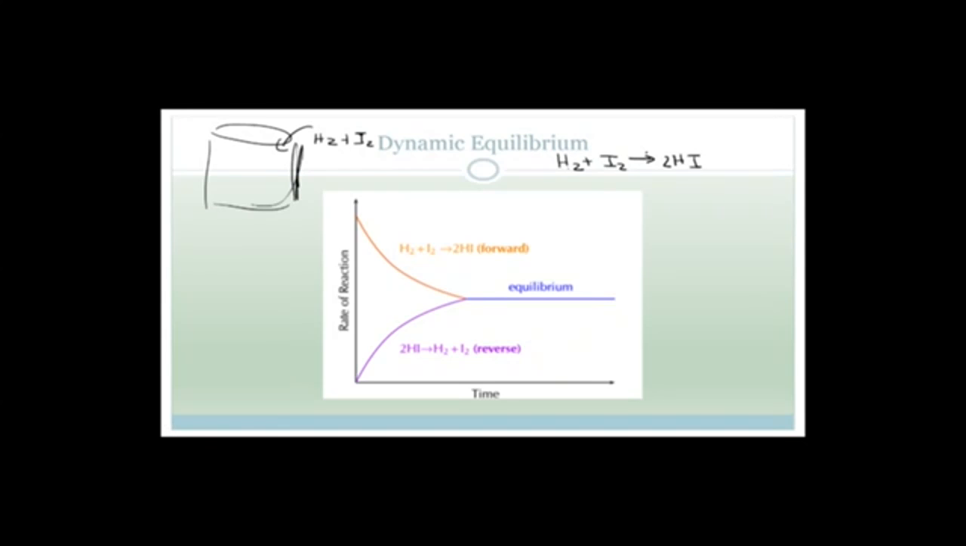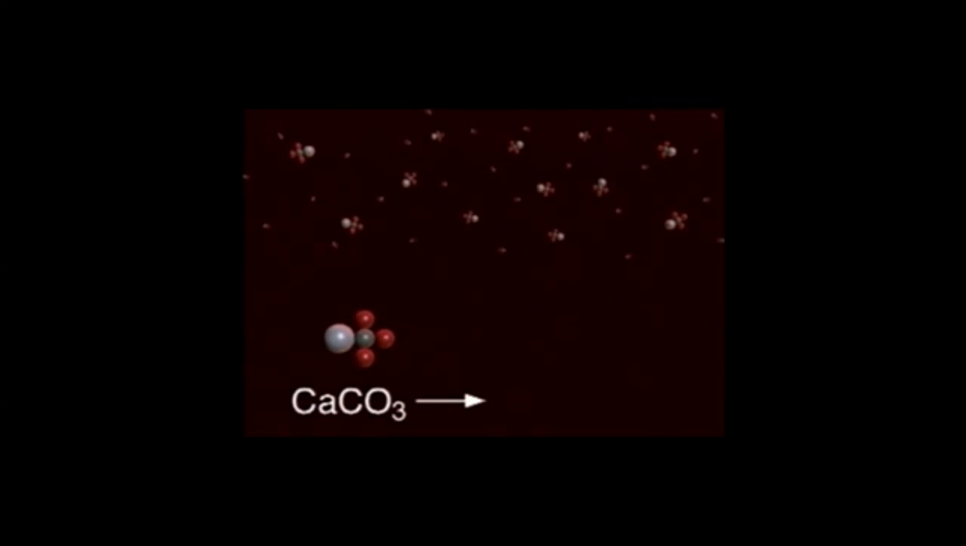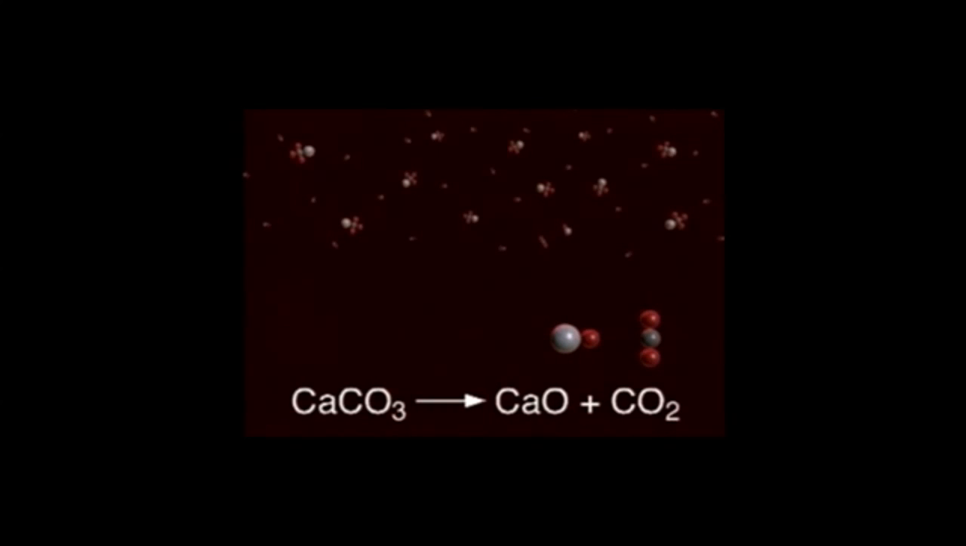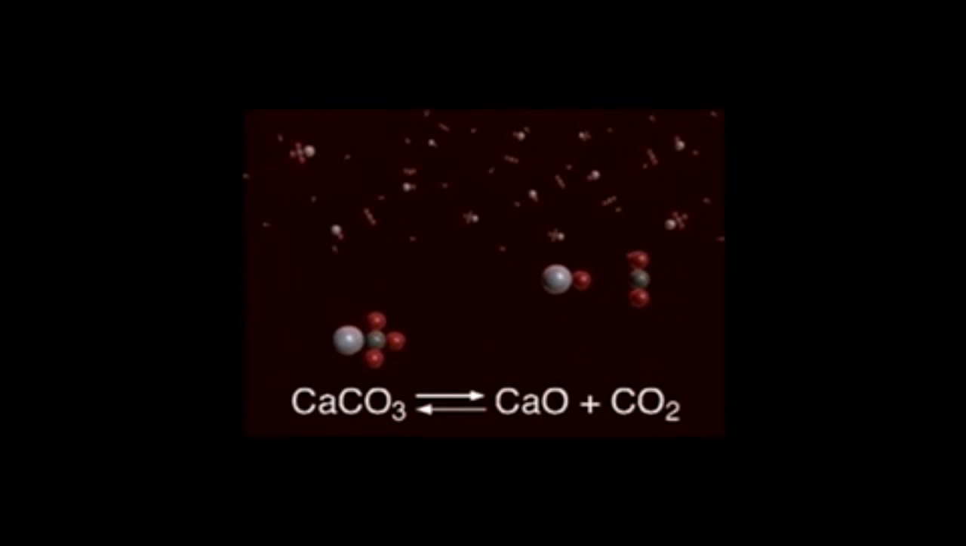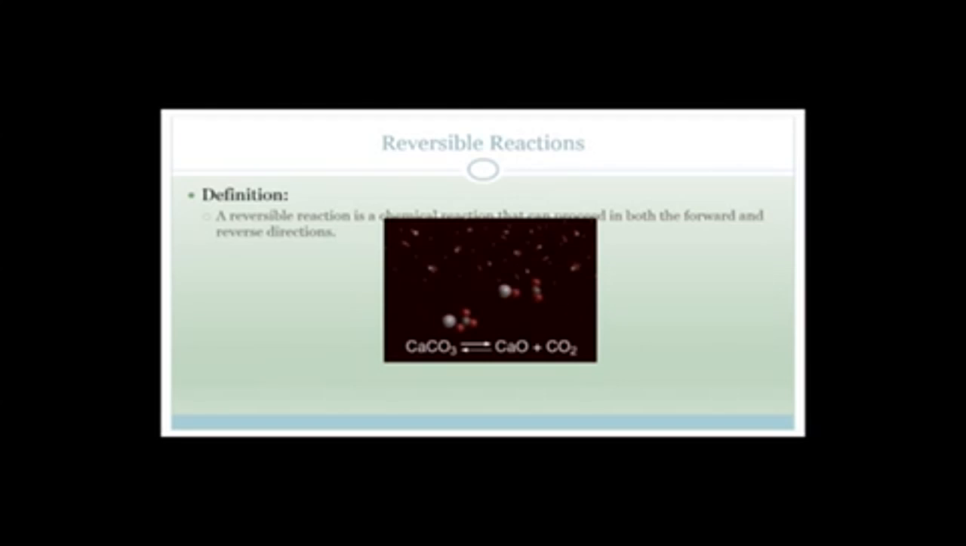But the second that the hydrogen iodide is formed, it starts breaking up and forming hydrogen and iodine, exactly like what happened in this video here. You had your calcium carbonate, it broke up immediately into calcium oxide and carbon dioxide. The minute that the calcium oxide and carbon dioxide are formed, they immediately start forming calcium carbonate again, so they will immediately reform. But dynamic equilibrium is reached when the rate at which they're forming and breaking up is the same. So now immediately some of the hydrogen iodide is going to go back and form hydrogen and iodine.